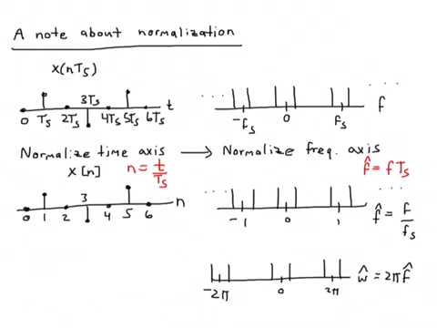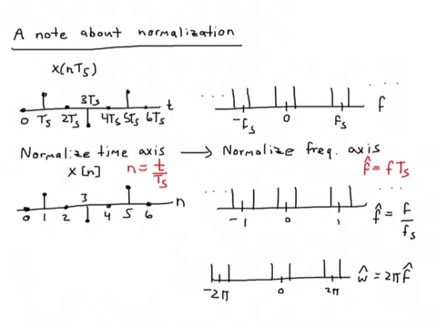And now, if we do that, the copy that was at f sub s is going to show up at 1. The copy that was at 0 shows up at 0. The copy at minus f sub s shows up at minus 1. So here now, the copies are at the integers: minus 2, minus 1, 0, 1, 2, etc.